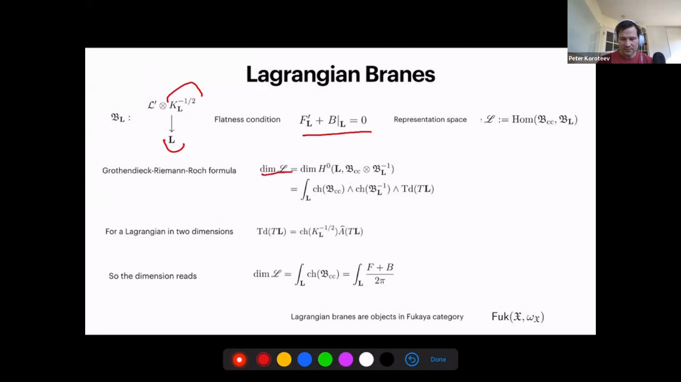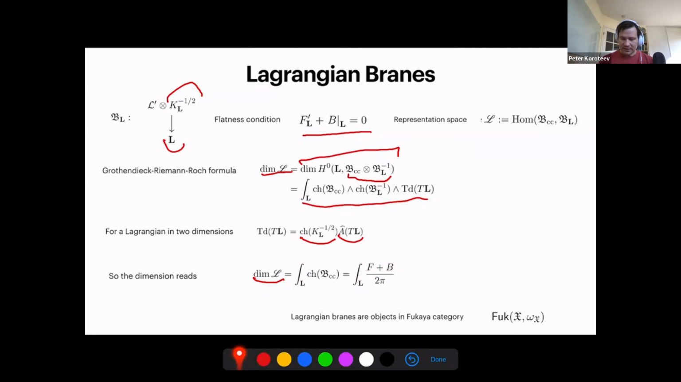The dimension of the corresponding representation is obtained by calculating the dimension of the space of sections, so the dimension of the zeroth cohomology with coefficients in BCC tensor BL inverse, and that can be calculated using the Grothendieck-Riemann-Roch formula. In this particular example, the Todd class is equal to the A-roof genus times the Chern class of the canonical bundle, and there are some cancellations. So the dimension of the space of BCC B prime BL strings is just given by the integral over that Lagrangian of F plus B, and this will be exactly the symplectic form that we will be integrating over.